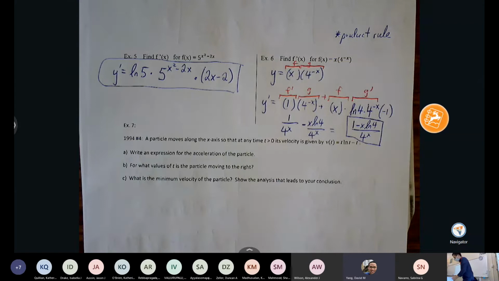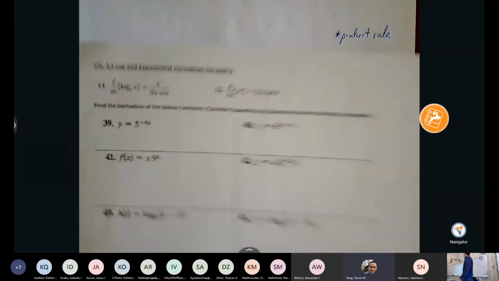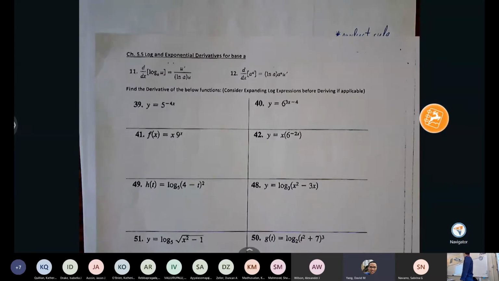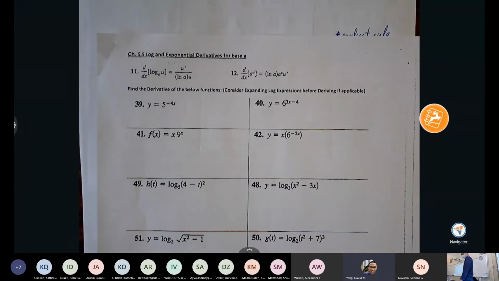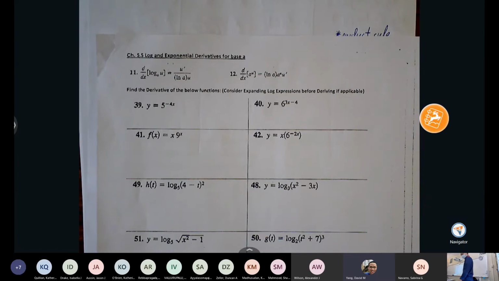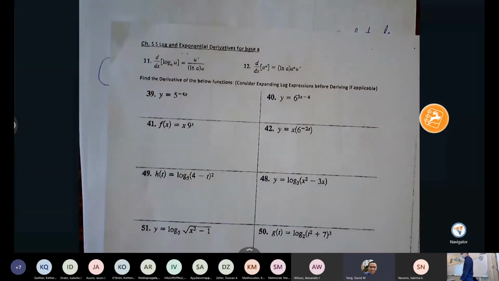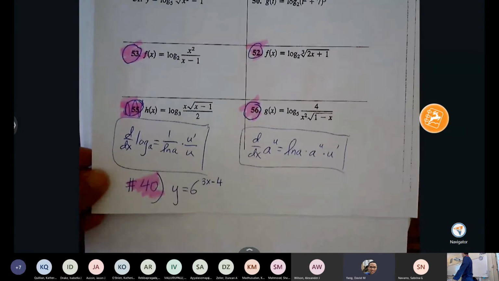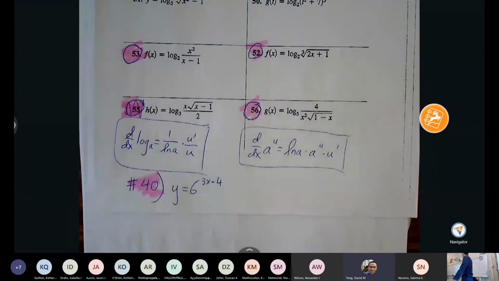So this is on the other handout, or the other printouts, which is the base A derivatives and 5.5 class work page. But if you don't have it, it's okay. I'm just going to show you the problems that I want us to do. So we're going to find the derivative of each of these terms, these problems here. So these five problems highlighted.